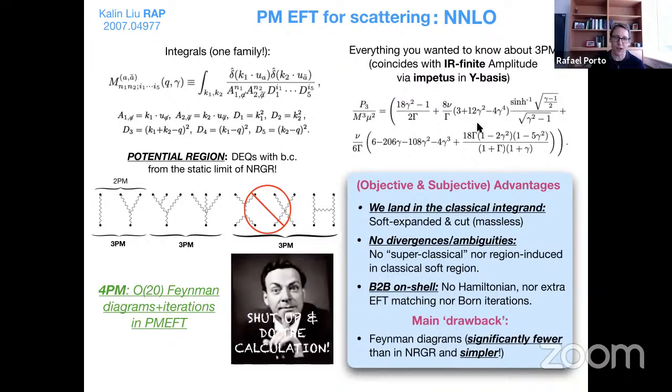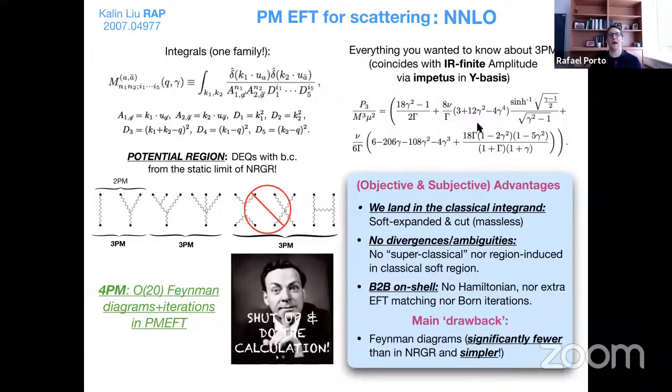Since I probably have to wrap up, and I can answer questions if you want about the recent results on spin and so on later, let me just say that this formalism that we introduced is extremely useful because it lands directly in the classical integral. It gives us the self-expanded result, so the large impact parameter expansion and the large mass expansion are all taken care of from the beginning.